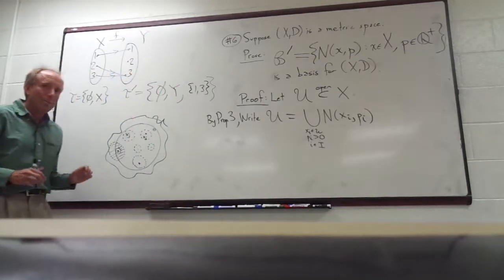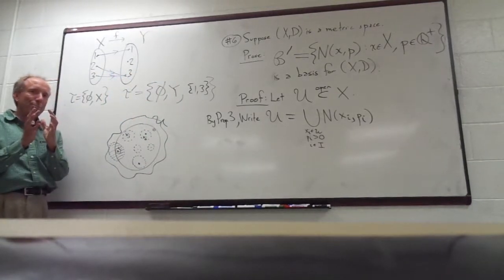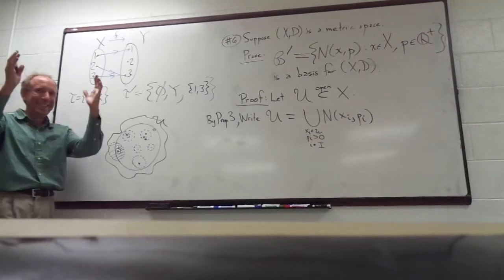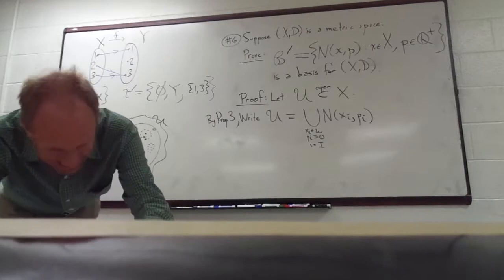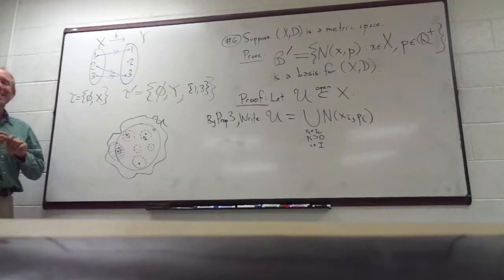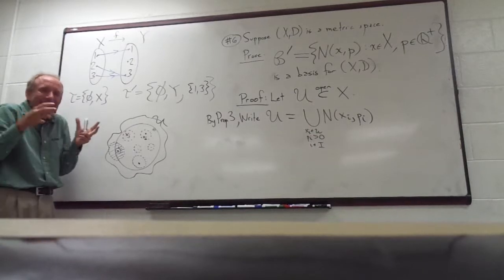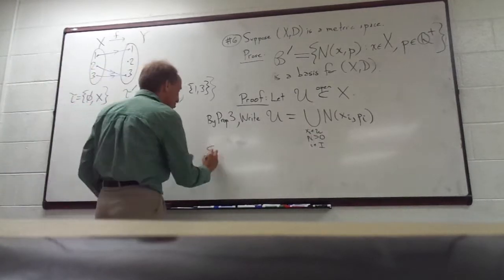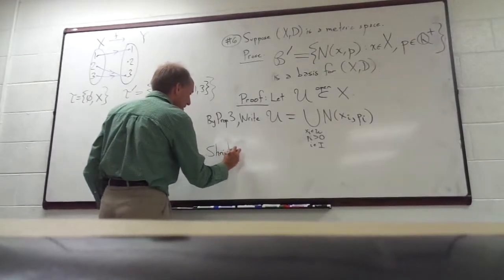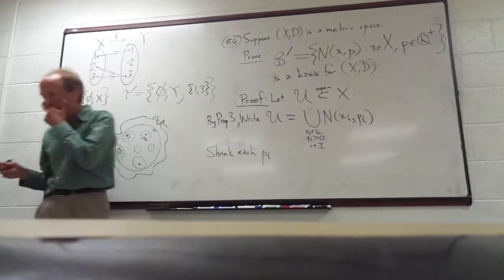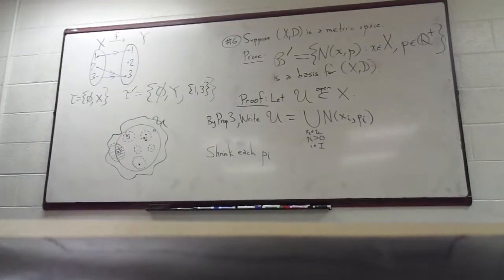So I just showed you that making the radius bigger didn't work. Maybe make it smaller. That might work. This is what I was trying to get to. Let's just shrink the neighborhoods, right? Shrink the p's, shrink each p_i. You don't even have to worry about how far you shrink it.